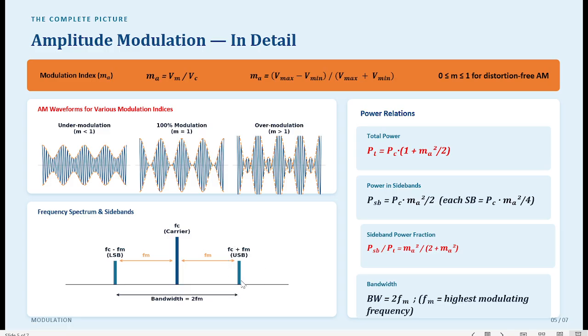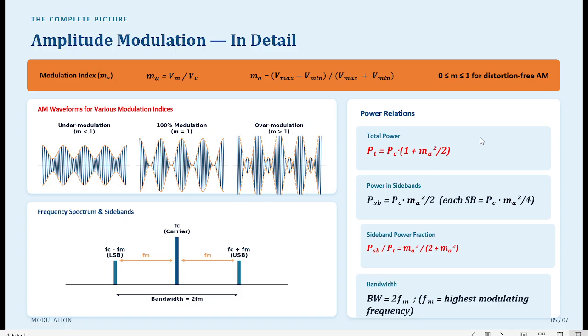So useful power is lying only in the side bands, whereas the useful message, and so some of the power is here also. So that carrier power is basically a wastage of power, because the useful information is either in the lower side band or in the upper side band.